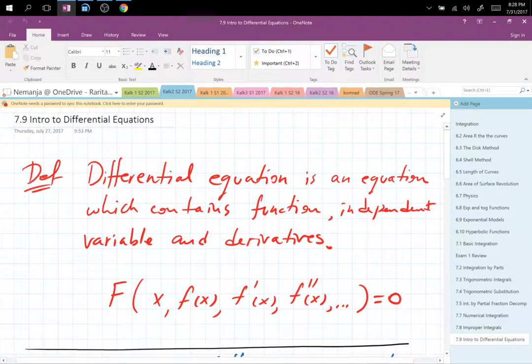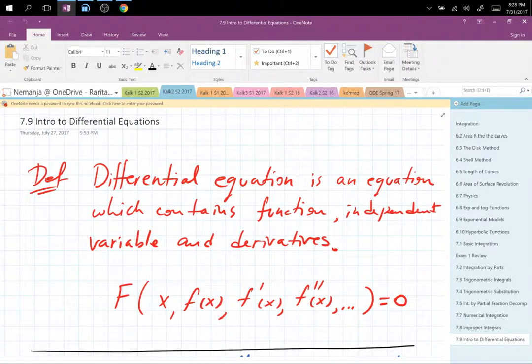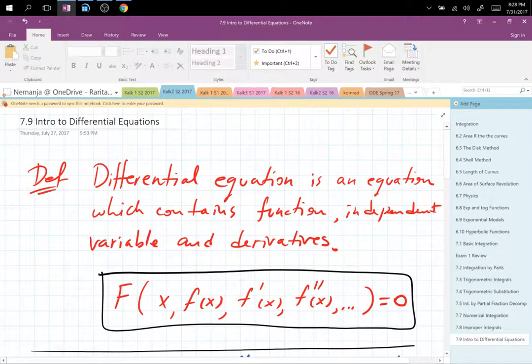So a differential equation is an equation which contains an independent variable, a function, and its derivatives. So the implicit form for a differential equation, where you see x is the independent variable, and then the function, and then the first, second, and so on derivatives. The order of a differential equation is determined by the highest order of derivative you have. So if there is a third derivative in the equation, you will say differential equation of the third order, and so on.